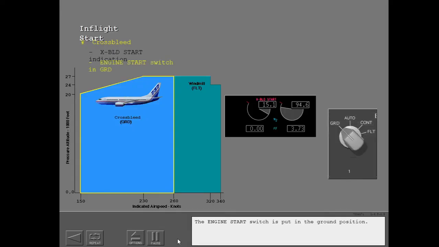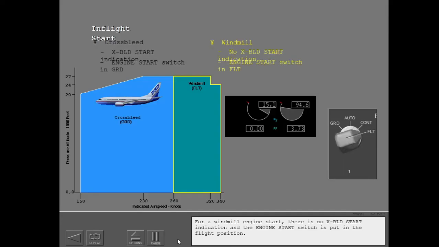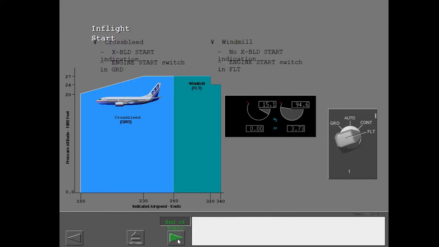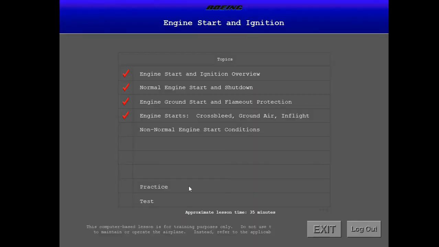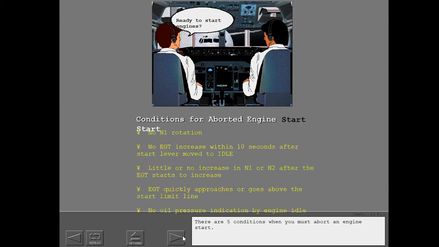The engine start switch is put in the ground position. For a windmill engine start, there is no cross-bleed start indication and the engine start switch is put in the flight position. Now let's look at some non-normal conditions related to engine starts. There are 5 conditions when you must abort an engine start.